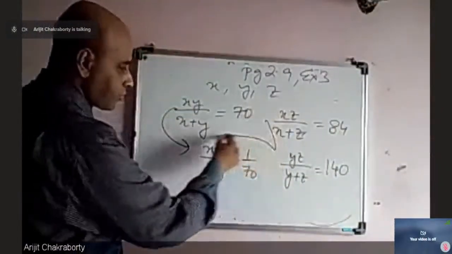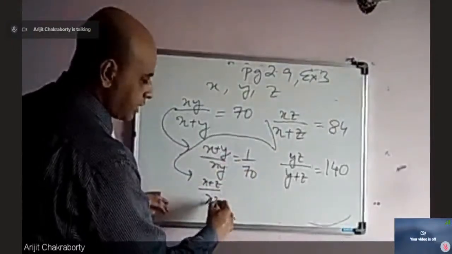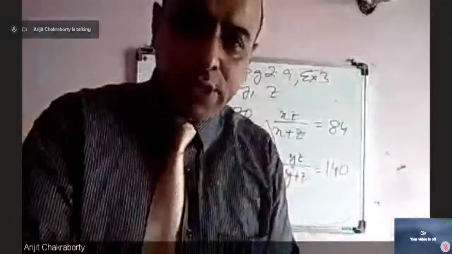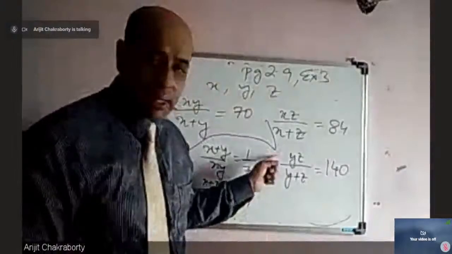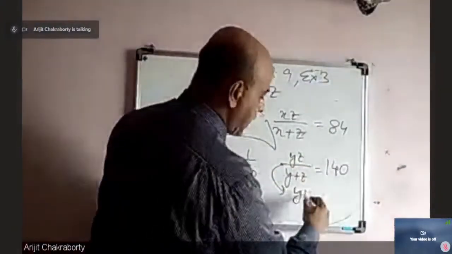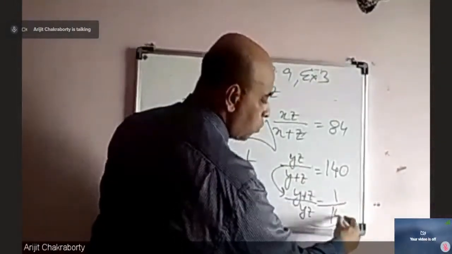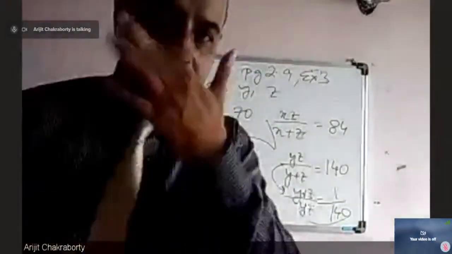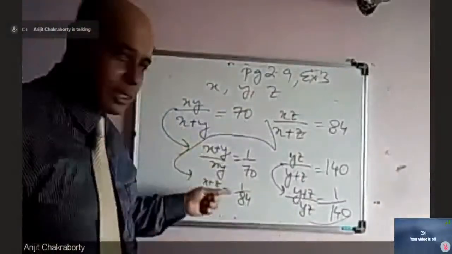You will get (x + z)/xz equal to 1/84. So the left hand side is inverted, the right hand side is also inverted. And the third equation, you will be getting (y + z)/yz is equal to 1/140. So step number 1, what we have done is to invert all of them, right? So we have inverted them.